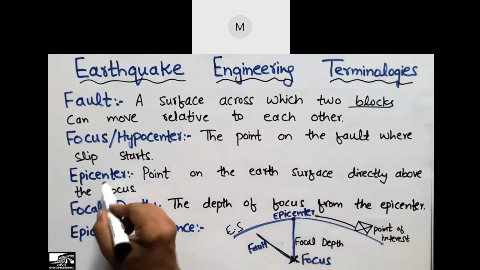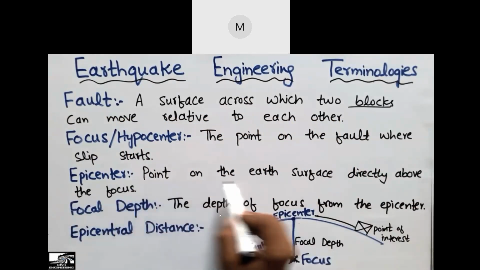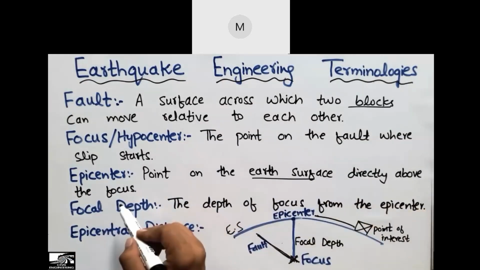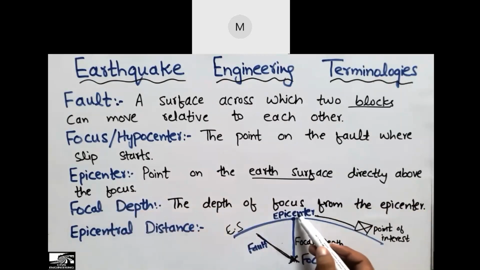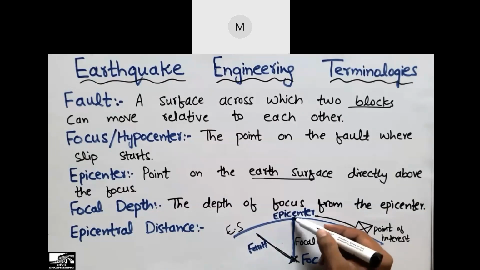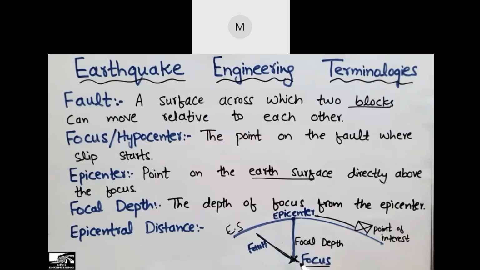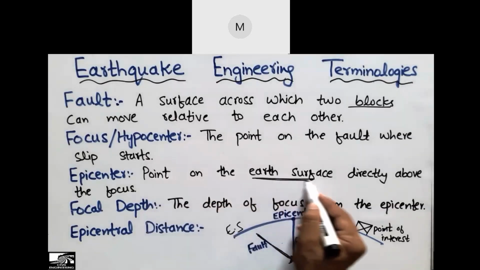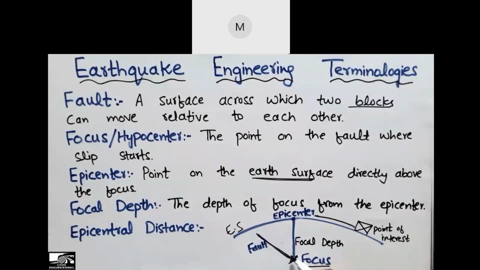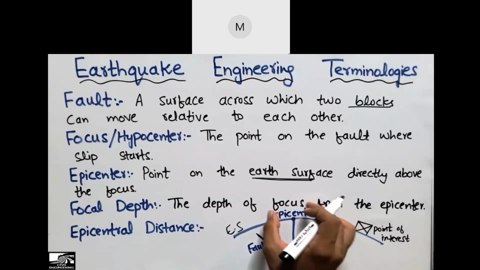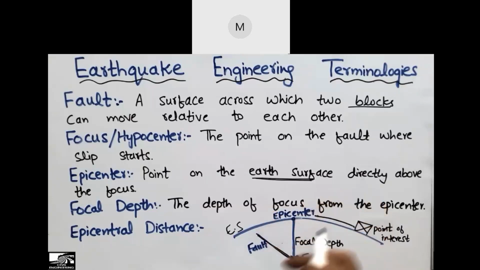The next one is the epicenter. Epicenter can be defined as the point on the earth's surface directly above the focus. Epicenter, you can see here, epicenter. This is the point which is above the focus, but directly above the focus, right? You can see here the focus, and above the focus directly on the earth's surface, this point is known as the epicenter. So epicenter is the point on the earth's surface directly above the focus. This is the focus inside the earth. So this point directly on the earth's surface is known as the epicenter. You can see here the epicenter is above the focus.